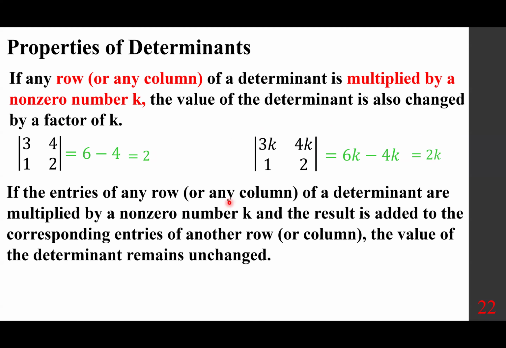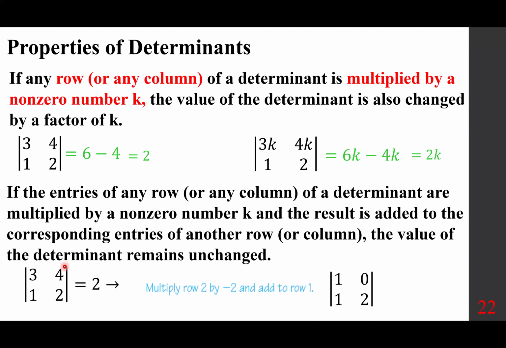If the entries of any row or any column of a determinant are multiplied by a non-zero number k, and the result is added to the corresponding entries of another row or column, the value of the determinant remains unchanged. So this one, we know the answer is 2 from here. If we multiply row 2 by negative 2 and add it to row 1, in other words, 2 times 1 subtracted from 3, I get 1. 2 times 2 subtracted from 4, I get 0, right? 1 times 2 minus 1 times 0, I get the same 2. Nothing changes.